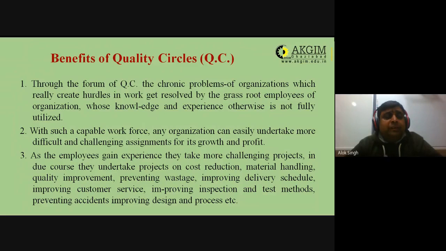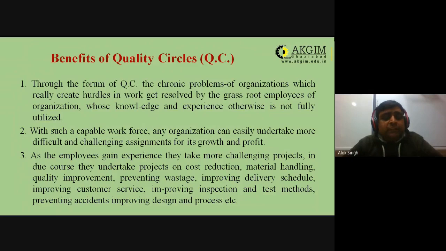Another plus point or benefit associated with adopting quality circle is this: with such a capable workforce, any organization can easily undertake more difficult and challenging assignments for its growth and profit. Okay, means if you want cost optimization, then you may work for cost optimization. You would work for performance improvement. You will work for quality improvement. So with such a capable workforce, any organization can easily undertake more difficult and challenging projects for its growth as well as improvement of profit.